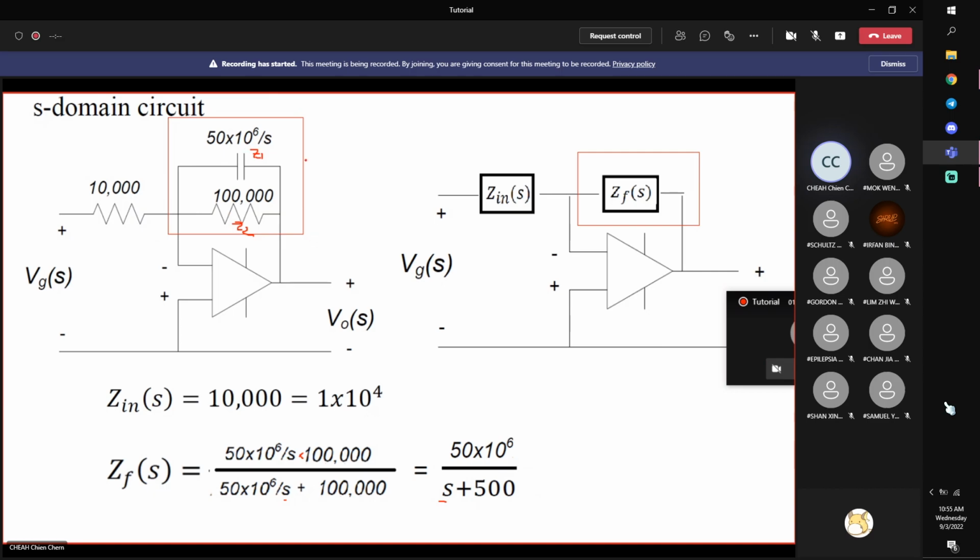And so far what we have done is that we have just simplified this into this simplified form, right? By parallel combination. Or you can add up the admittance and invert it, right? It's also fine.